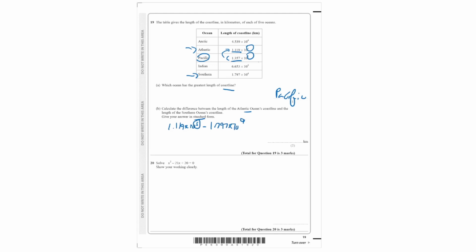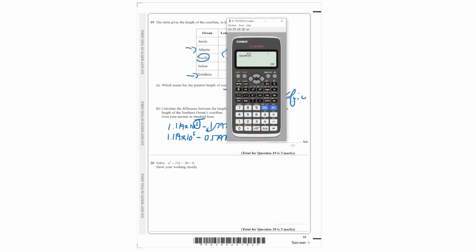Notice how they don't have the same base. We can actually change that by moving the decimal to the left and adding 1 to the power. So 1.119 times 10 to the power of 5 minus 0.1797 times 10 to the power of 5. Now we can actually put this into a calculator and find our answer.